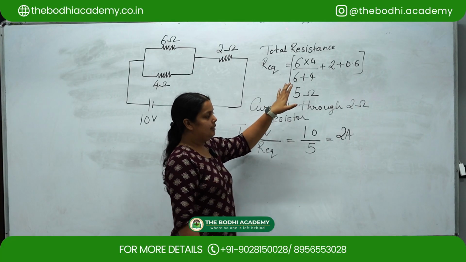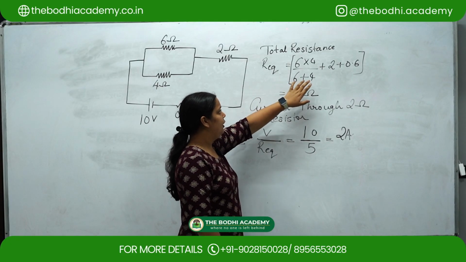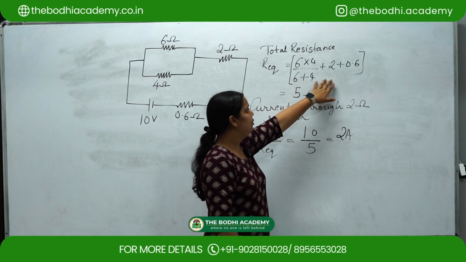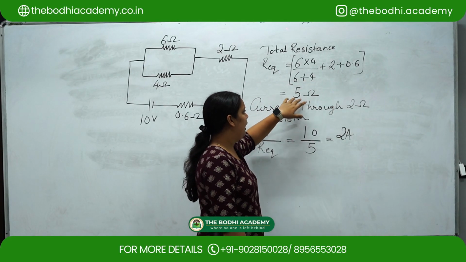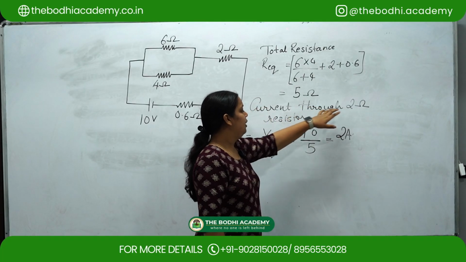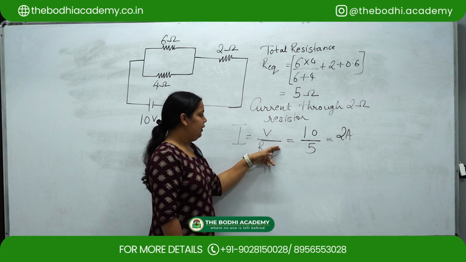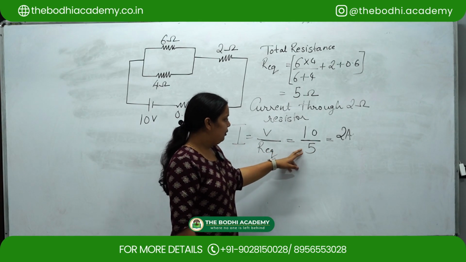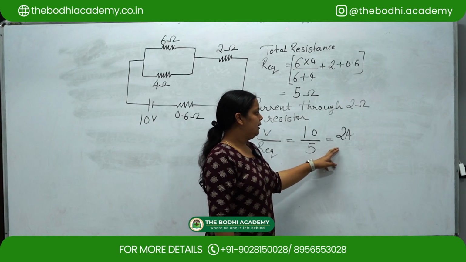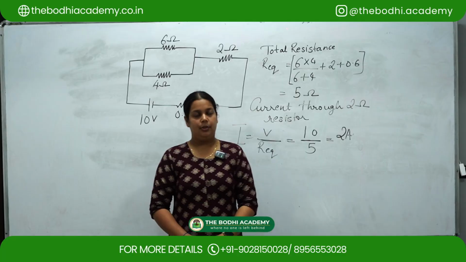So total resistance R equivalent is 6 into 4 upon 6 plus 4, plus 2 plus 0.6, that is 5 ohm. And the current through the 2 ohm resistor is going to be I equal to V upon R equivalent, equal to 10 by 5, that is 2 amperes.